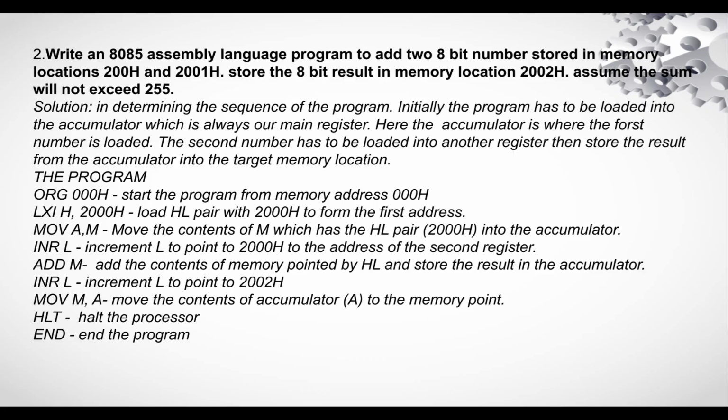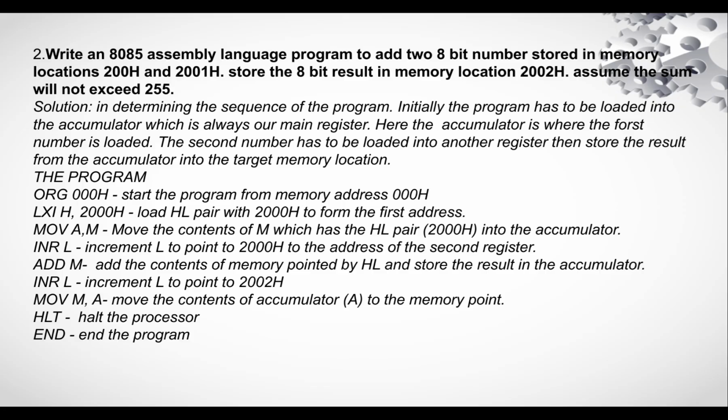That is where I'll perform my addition. So I'll add M, which is the contents of the memory pointed by the HL, and I'll store the result in the accumulator. So I'll store it temporarily in the accumulator, waiting to point to the target memory location, which is my final memory that I have to record or store the addition of the two.